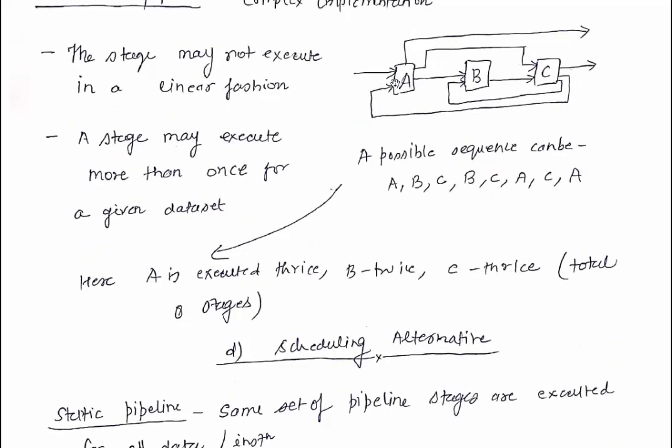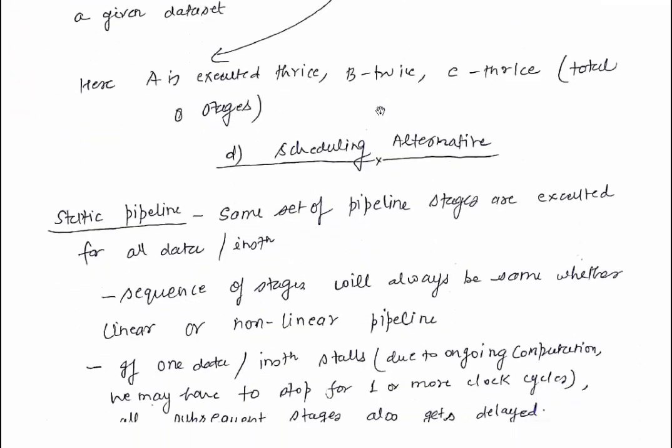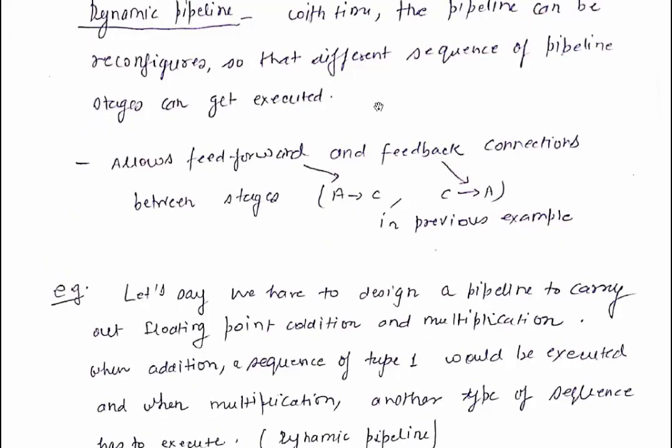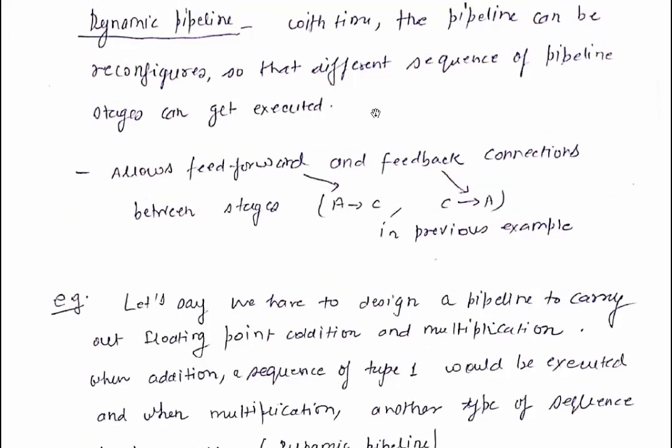So this is a feedback connection which is coming from C to A, and the feed forward connection is from A to C. You are going to directly, without going into B, feed the output of C into the input of C. So that is your feed forward connection, and from C you are going to A. So that is your feedback connection. This is possible in case of a dynamic pipeline, and with time the sequence of stages may change, so that the pipeline can be reconfigured to execute another set of instructions.